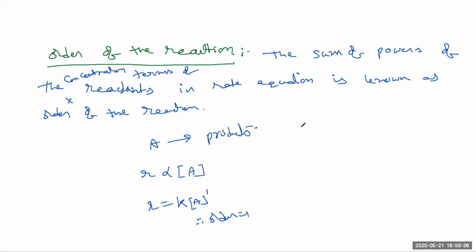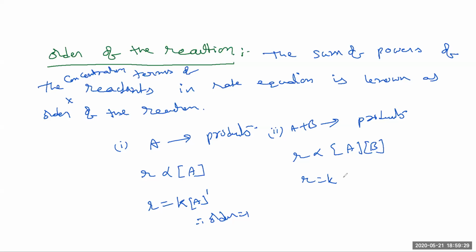Or A plus B gives rise to products. Then what is the rate? Rate is directly proportional to the product of molar concentrations of the reactants only, according to the law of mass action, A and B. So R is equal to some proportional constant K into concentration of A and concentration of B. Now what is the order? Sum of the powers now. Order is equal to A power 1, B power 1. That means 1 plus 1, that is equal to 2. Order of the reaction is 2. Understood, students? Yes, sir.